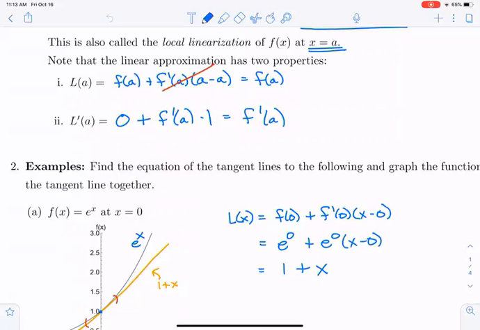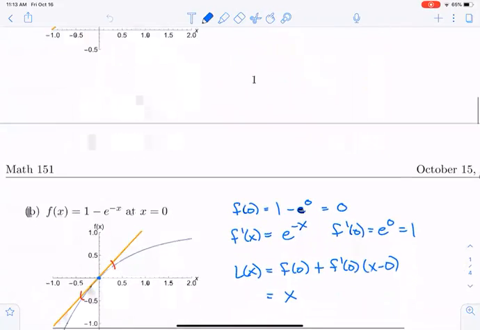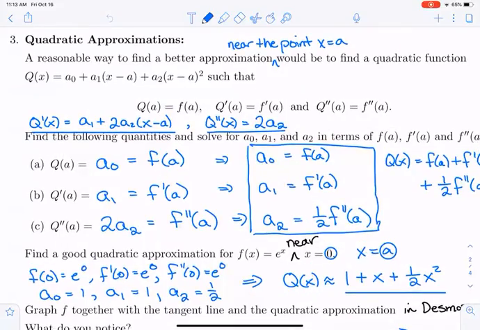But these linear approximations are limited, right? We're trying to approximate something curvy with a line. So if we're going to approximate something curvy, why don't we use something that's curvy? And that's where we came up with this idea of a quadratic approximation. So I wrote out a general quadratic function. And the idea was that the quadratic function would match our function f of x at the point x equals a, that the derivative would match at x equals a, and then the second derivative would match at x equals a.